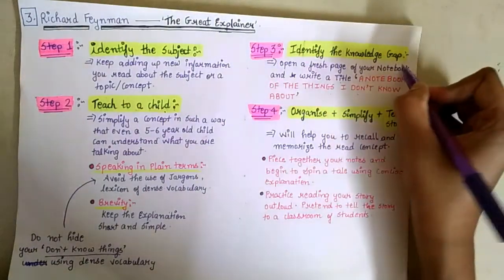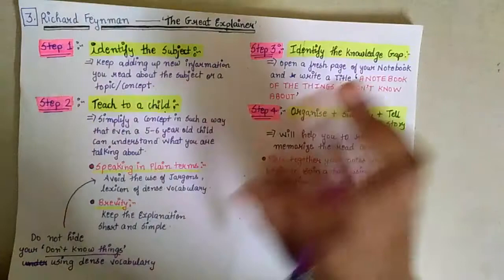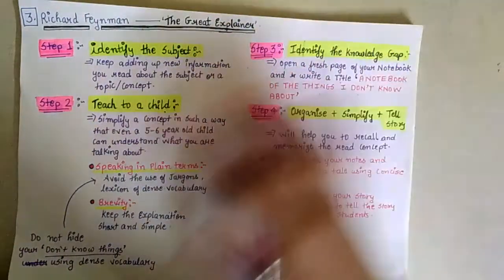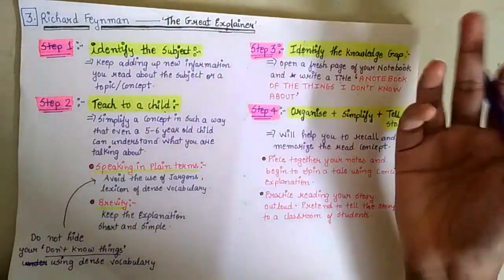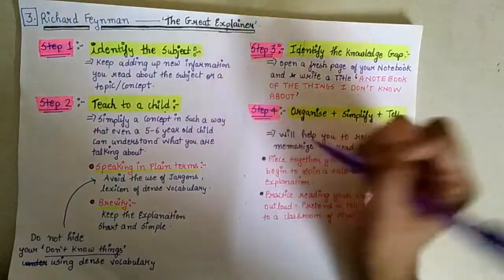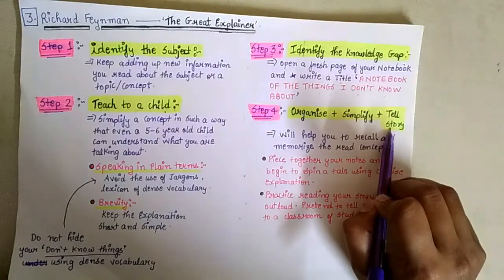Understanding the knowledge gap is the utmost important thing, be it a researcher, a student, or anybody else, because this kind of activity is going to make you stand out from the average students, that is for sure. And step 4 is to organize plus simplify plus tell a story.